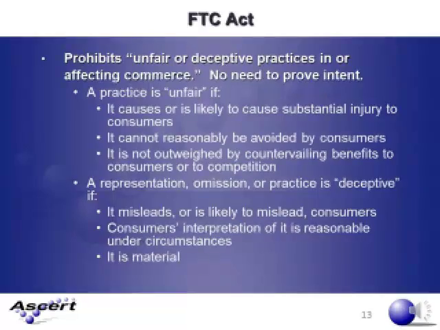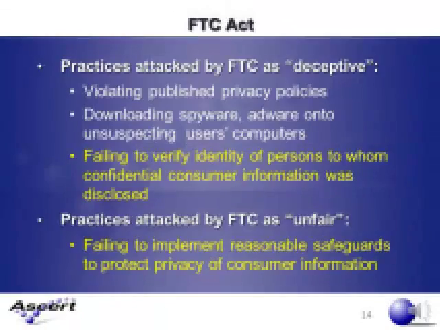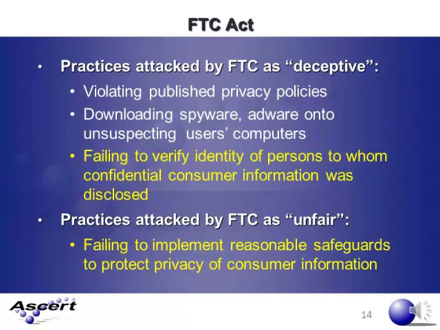What does that actually mean? Well, the FTC defines deceptive as failing to verify the identity of persons to whom confidential consumer information was disclosed. So, for example, if you've got consumer information, and let's just say it's that bar of gold that we talked about earlier. Who did you show it to? Were the people that you can trust? Were you sure that they would protect that information about where that bar of gold was, or that consumer information was? And the second thing was unfair. What does unfair mean? Unfair is failing to implement reasonable safeguards to protect privacy of consumer information.